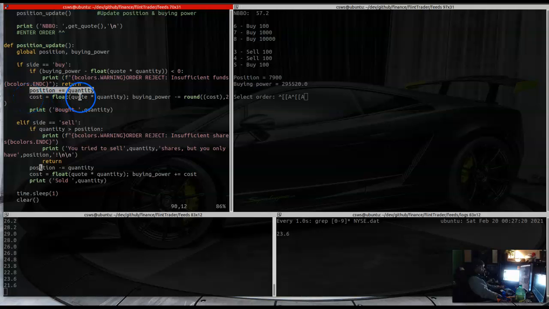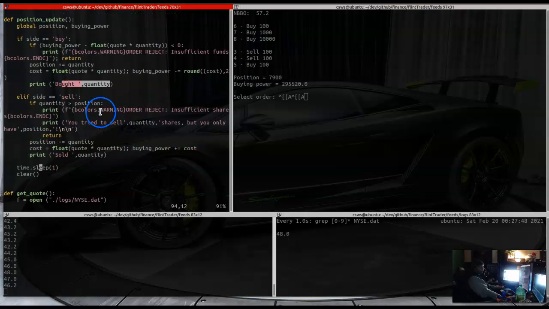cost is quote times quantity. Buying power, so then we subtract. We have to look at what the cost is of that transaction and subtract it from your current buying power. You've just bought something. We need to take that money out of your account to pay for the thing, right? Print bought. And then I give you a little notification of what you've done. So I say you bought, and then I show you the quantity of it.